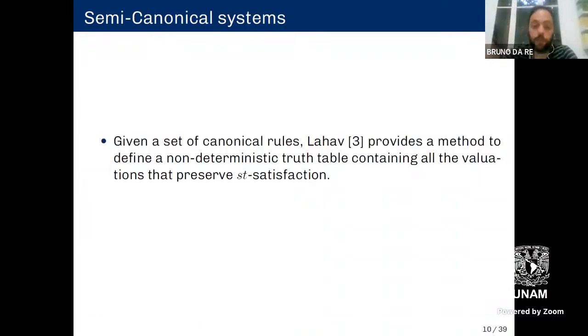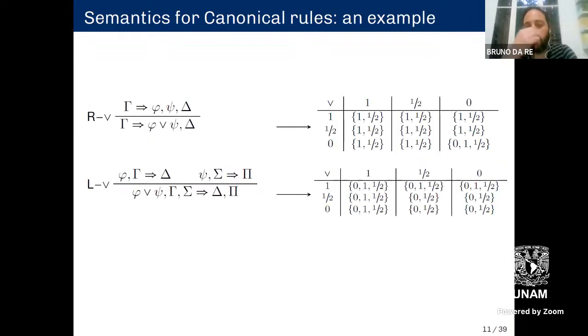What Lahav proves is that, given a set of sequent calculus rules and a set of canonical rules, he gives a method to define a non-deterministic truth table for each operation, and the way to do it is just to see which valuations preserve ST satisfaction. So, for instance, if we have the right rule for disjunction and the left rule for disjunction, the usual rules, the idea is to check which three-valued valuations preserve ST satisfaction from premise to conclusion.